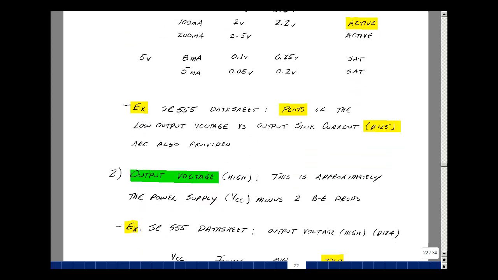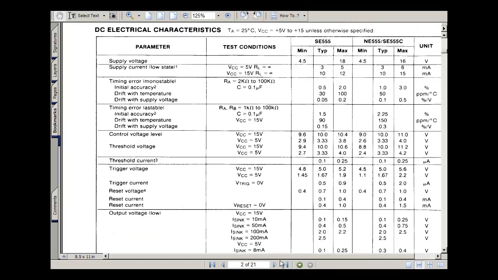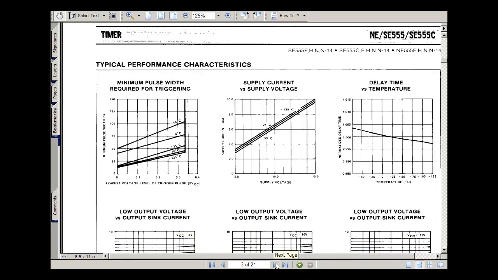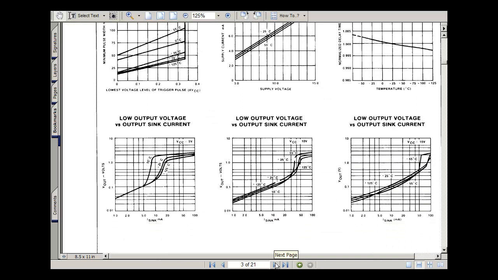Now in the data sheet, there's also a set of plots that shows what happens when the output's low versus the current sink. And this is on page 125. Let's take a look at that real quickly. Let's go to the next page here. So there's 3 graphs here. When the output voltage is low, it's these 3, for 5 volts, 10 volts, and 15 volt power supplies. And you can see the results are temperature dependent.